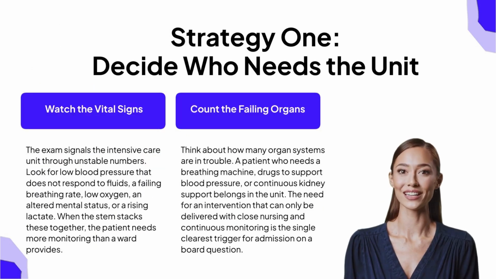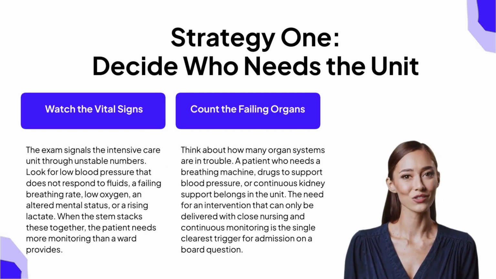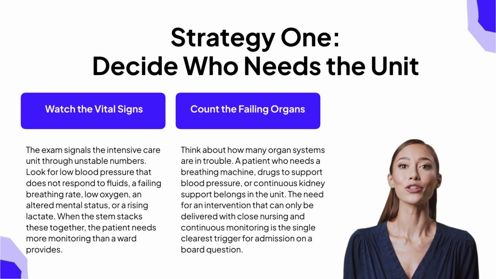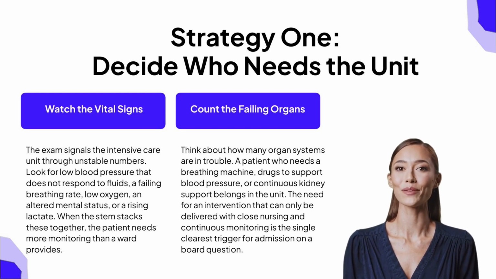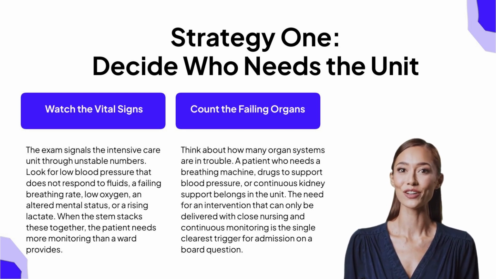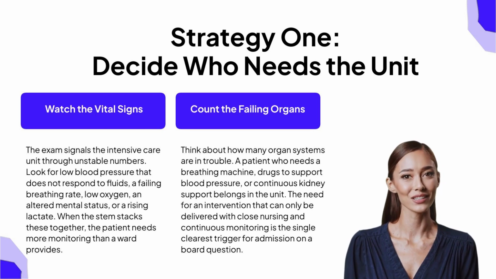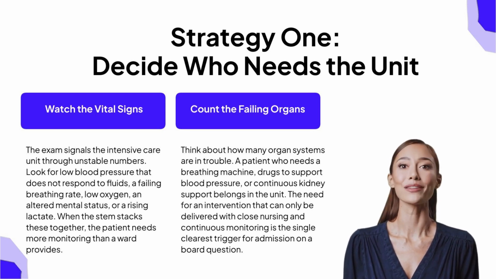Our first strategy is to decide who actually needs the intensive care unit. The exam signals this through unstable numbers, so train your eye to spot them. Look for blood pressure that stays low even after fluids, a breathing rate that is climbing or failing, low oxygen levels, an altered or confused mental status, and a rising lactate. When the stem stacks several of these abnormal vital signs together, the patient needs closer monitoring than a regular ward can provide.